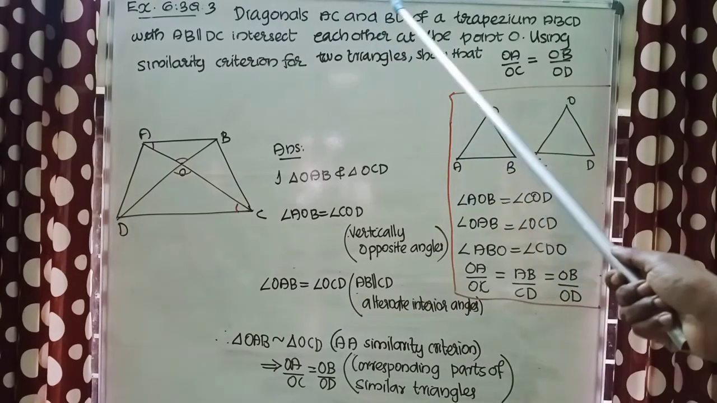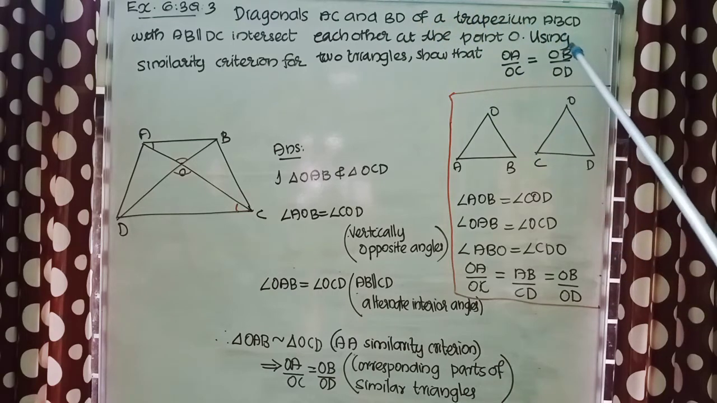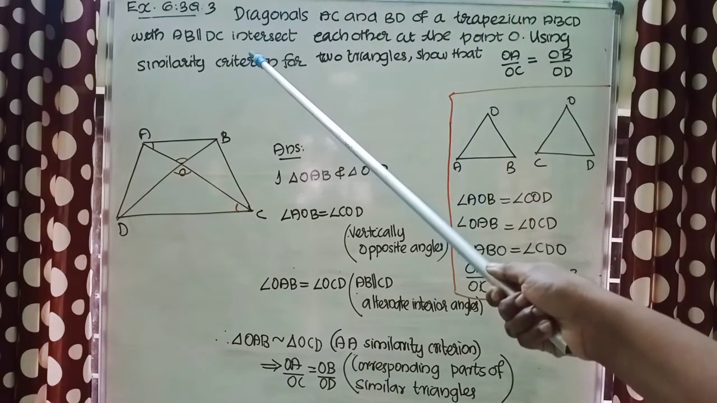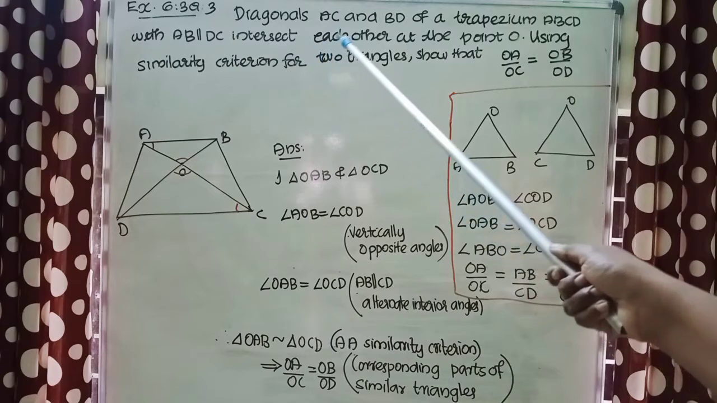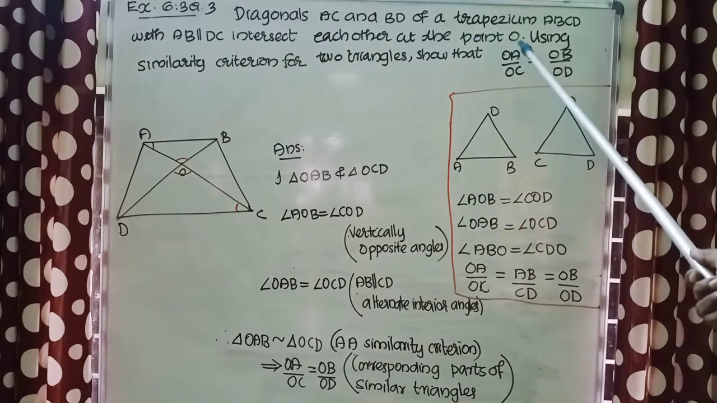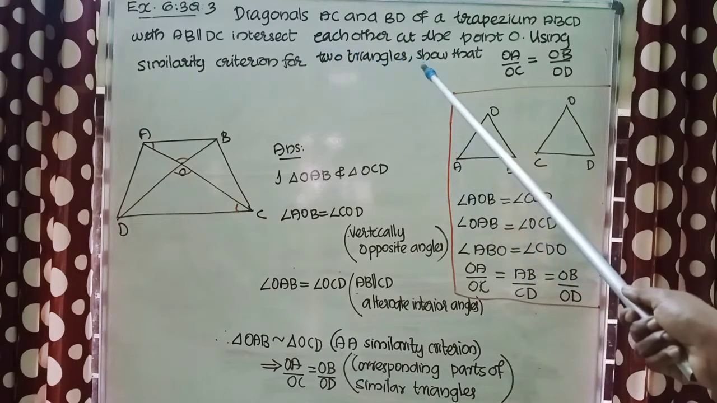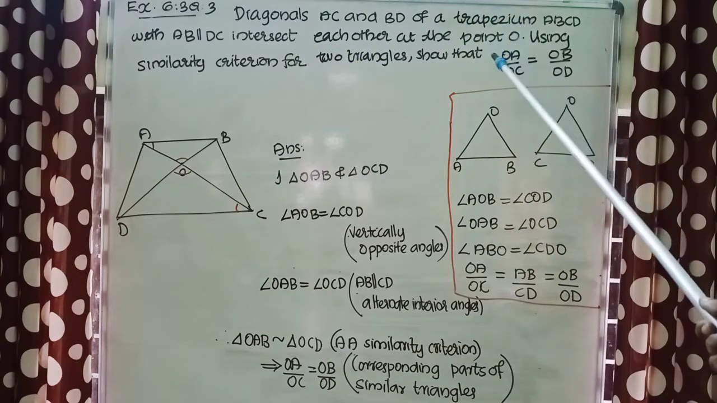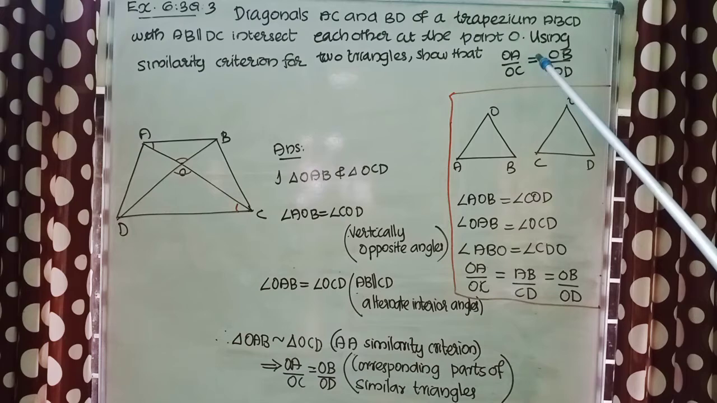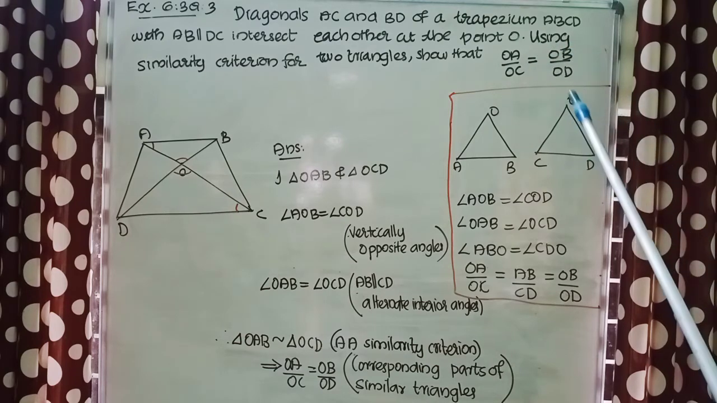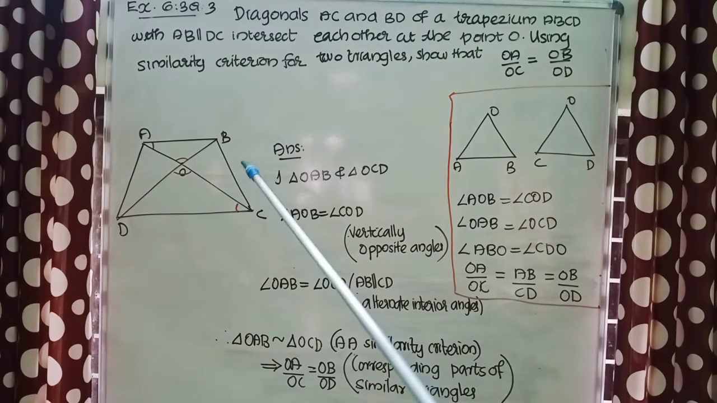Diagonals AC and BD of a trapezium ABCD with AB parallel to DC intersect each other at the point O. Using similarity criterion for two triangles, show that OA by OC equals OB by OD. And here is drawn the figure.